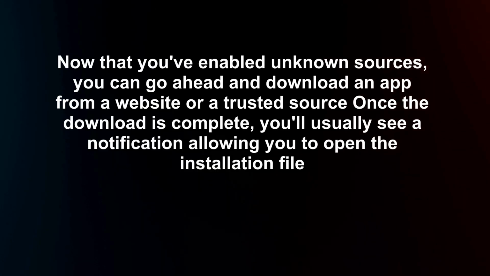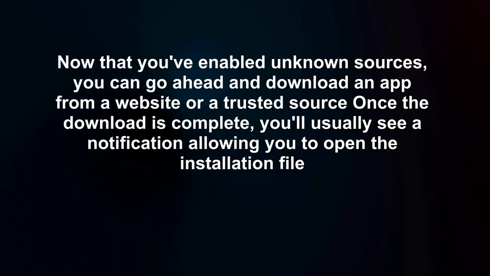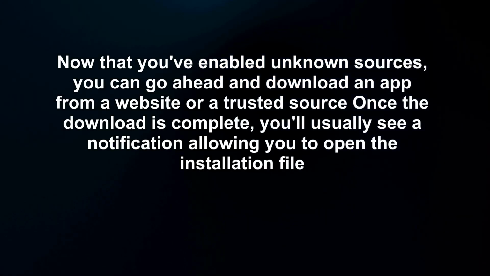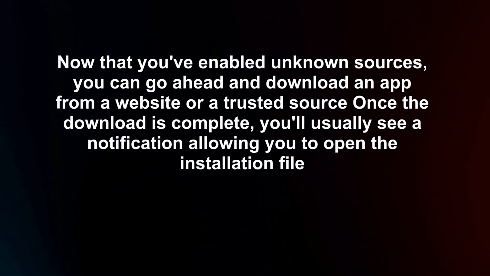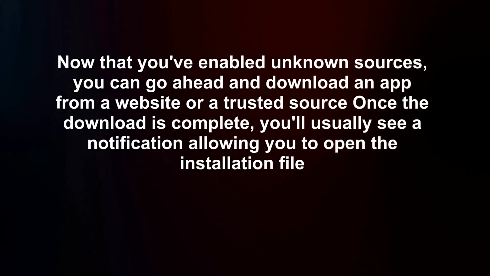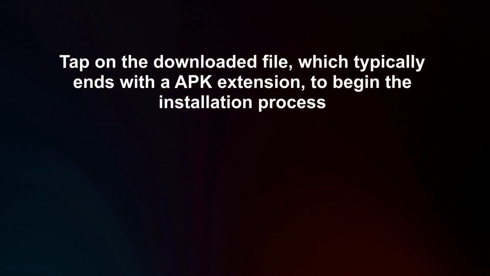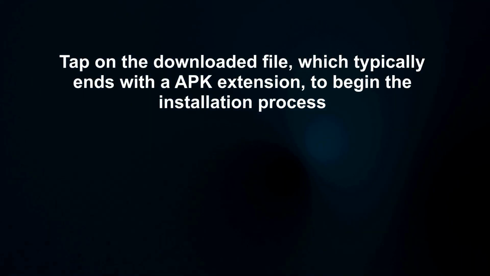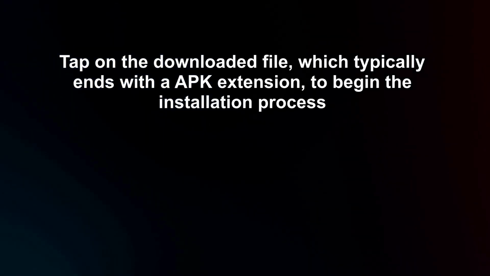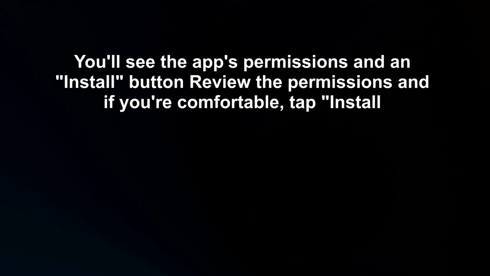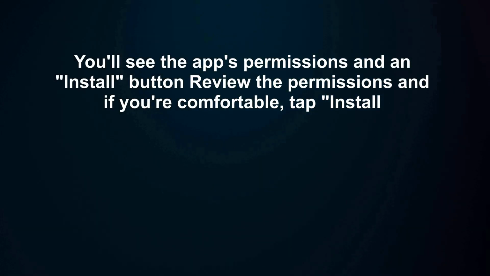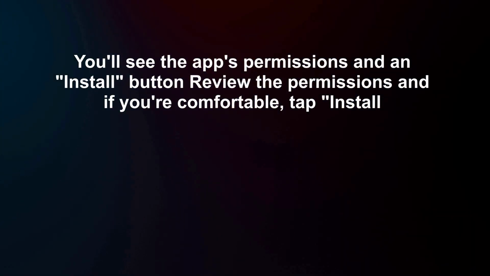Now that you've enabled Unknown Sources, you can go ahead and download an app from a website or a trusted source. Once the download is complete, you'll usually see a notification allowing you to open the installation file. Tap on the downloaded file, which typically ends with the APK extension, to begin the installation process. You'll see the app's permissions and an install button. Review the permissions and, if you're comfortable, tap install.